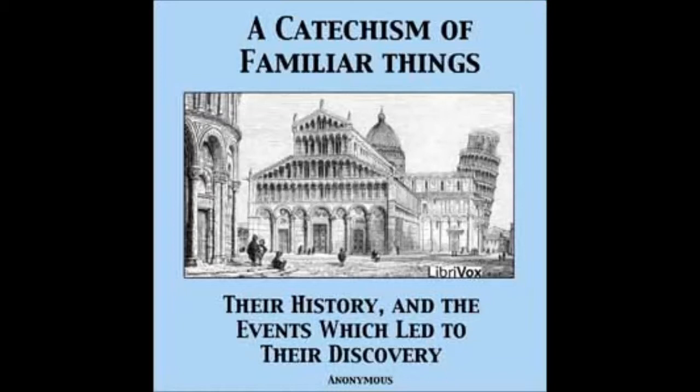What is calico? A kind of printed cotton cloth, of different colors. From what place did it take its name? From Calicut, a city on the coast of Malabar, where it was first made. Much is now manufactured in the United States, England, and many other countries.